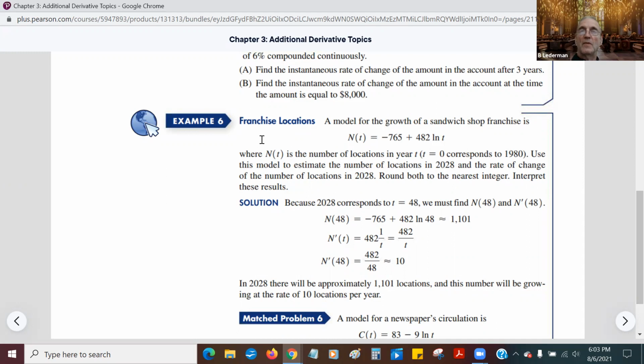Franchises. Okay. So a model for the growth of a sandwich shop franchise is N of t equals negative 765 plus 482 ln t, where N of t is the number of locations in year t. Now t equals 0 is 1980. So I guess maybe this thing started in 1980. I don't know. And by the way, how many of you guys were alive in 1980? I was. I don't know how many of you students were. And the rate of change of the number of locations is in 2028. So we want to find all that, round both to the nearest integer, and interpret the results.